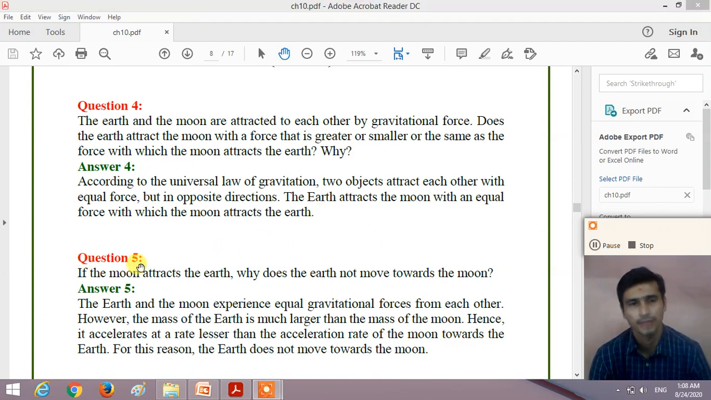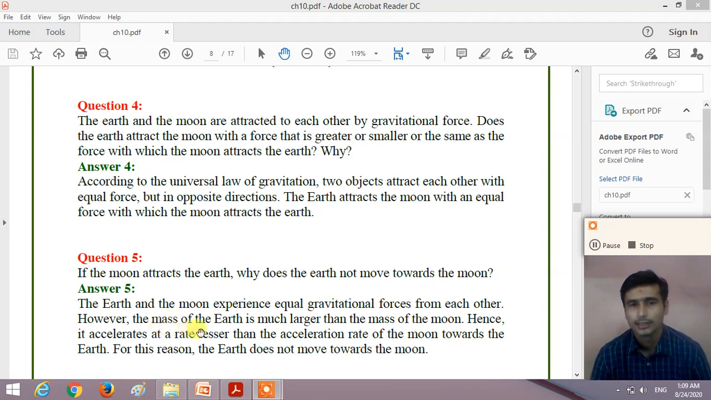Question number 5. If the moon attracts the earth, why does the earth not move towards the moon? Due to the gravitational force between the moon and earth, the moon attracts the earth. Why does the earth not move towards the moon? Here the earth and moon experience the equal gravitational force from each other. The force acting on the moon by the earth and the force acting on the earth by the moon are the same. So earth and moon both experience equal gravitational force from each other.